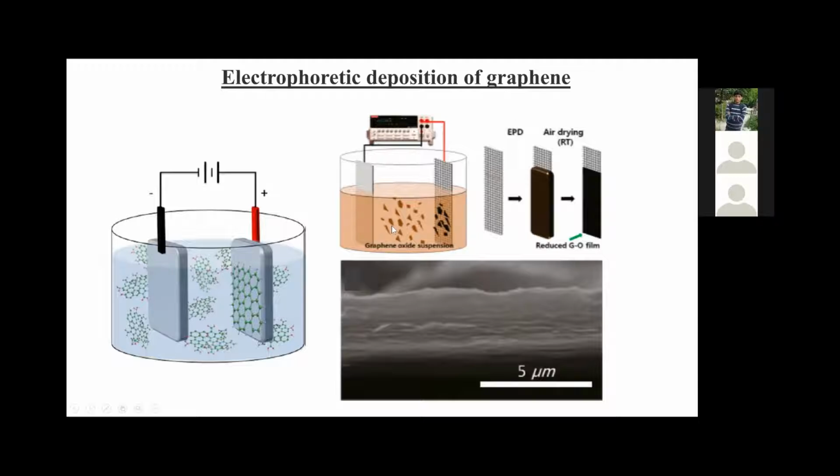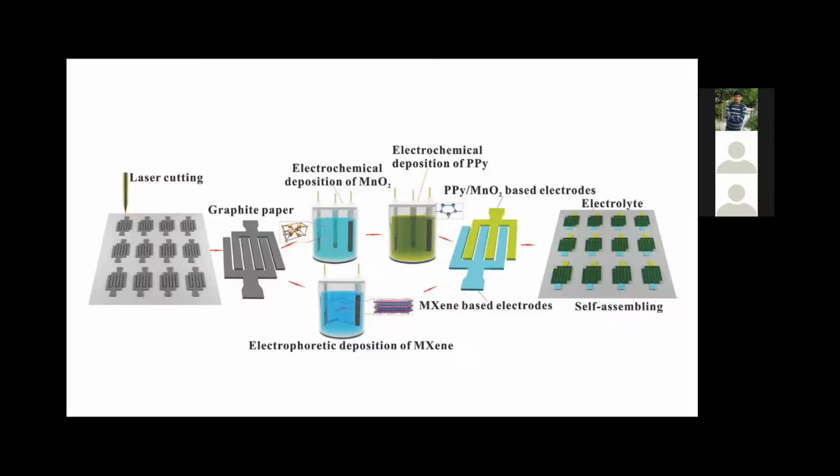So in the EPD technique, if we use the graphene oxide suspension, we can get a very good thin film. And we can also control the film thickness. As we can see, if we vary the temperature or the solution concentration, we can also vary the thickness of the film. Another example is MnO2 electrophoretic deposition.